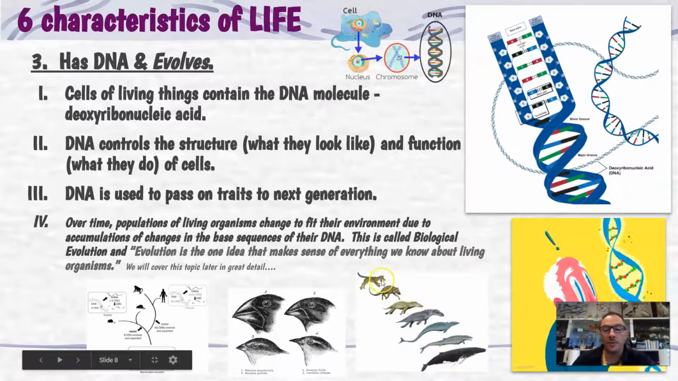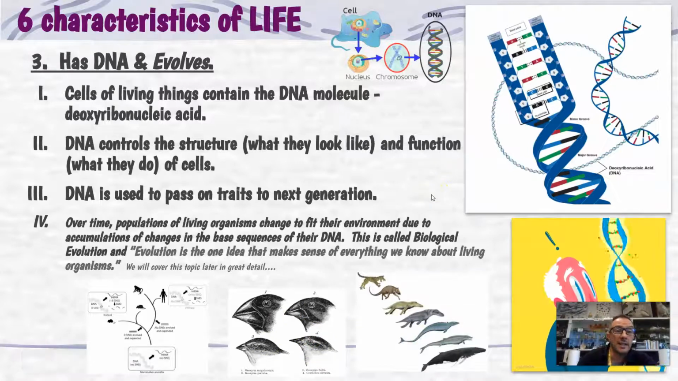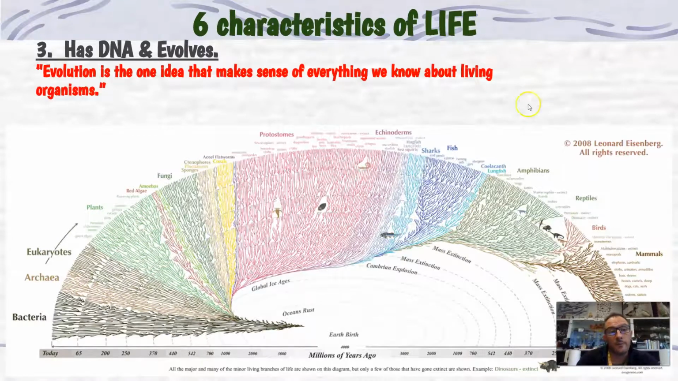Where whales came from 55 million years ago to where they are today is very different. And we can see that on islands around the planet, etc. But all living things share that DNA code, and that DNA code is the language of what cells are and do. And it allows us to change as well.